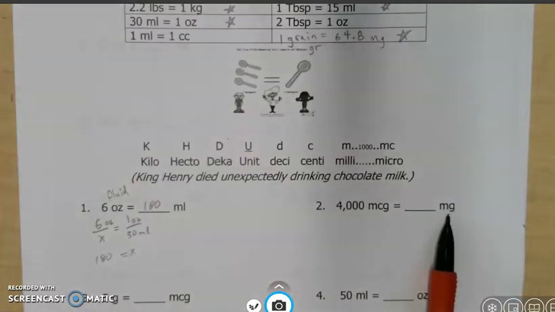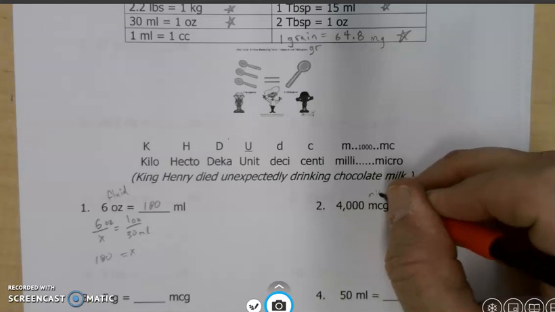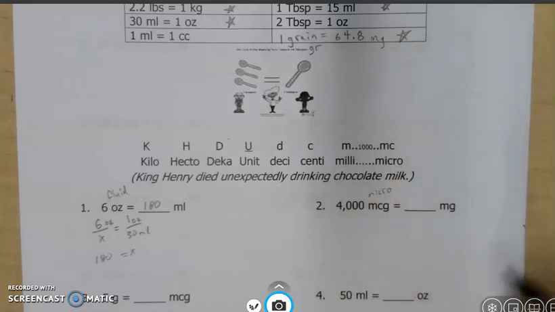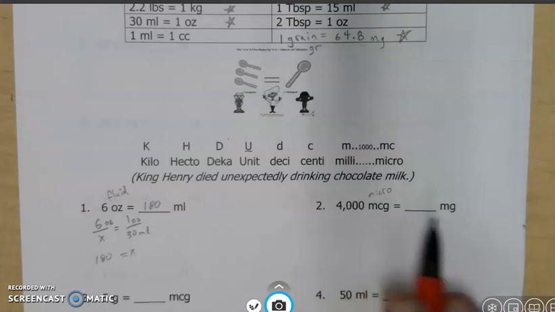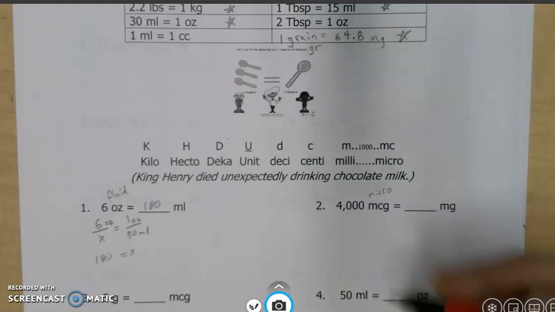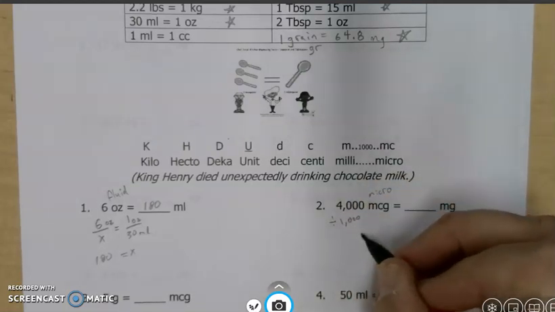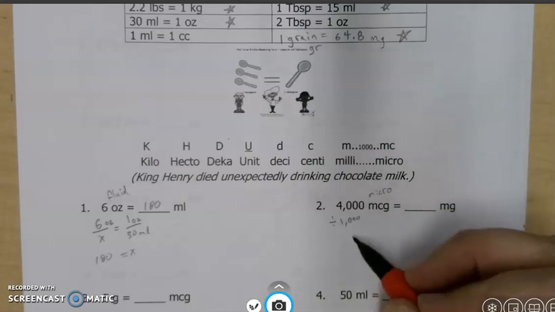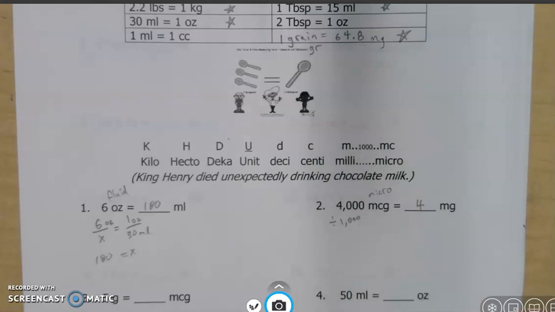So mg is milligram. What is mcg? Microgram, yeah. So this is a microgram. And there are 1,000 micrograms in 1 milligram. This number, the microgram, looks a lot bigger than the milligram, so I got to make it look smaller. I make conversions look smaller by multiplying, or by, in this case, dividing, sorry. 4,000 divided by 1,000 is 4.